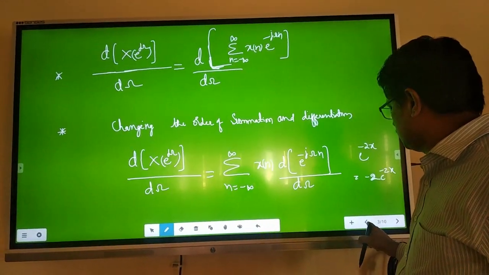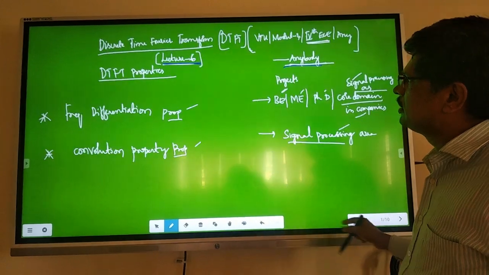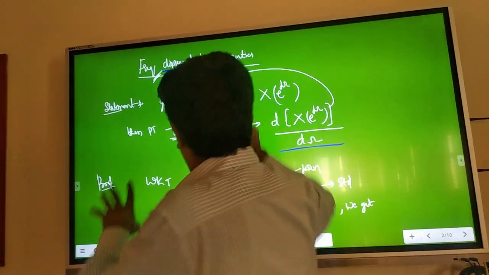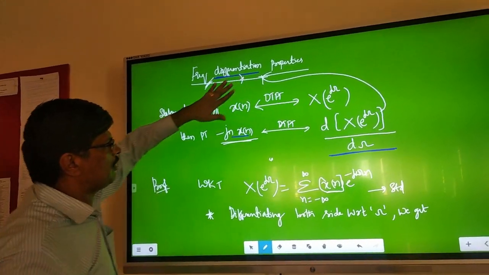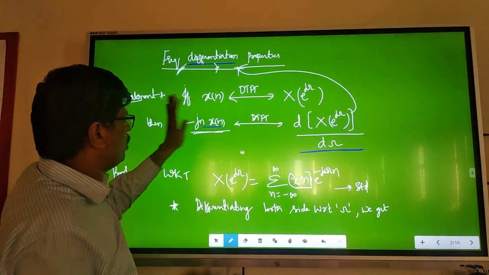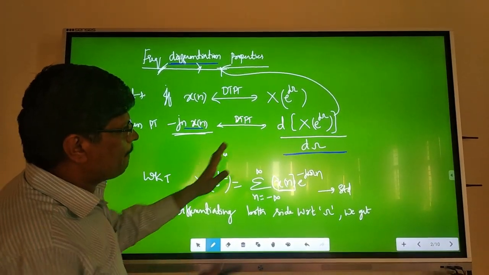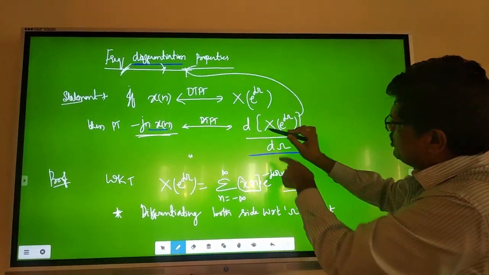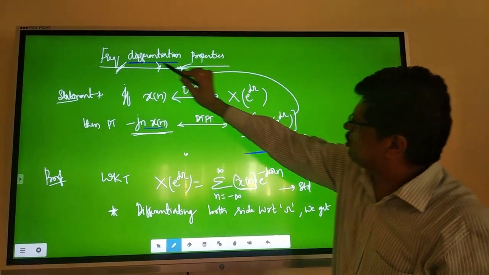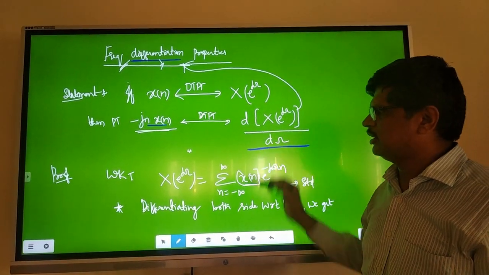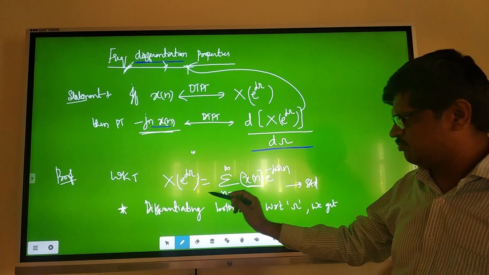Let me quickly repeat. The frequency domain differentiation property is nothing but this statement. DTFT of x of n is x of e power j omega. DTFT of x of n multiplied by minus j n is given by the derivative of x of e power j omega with respect to omega. This is the statement. Then how to prove this?